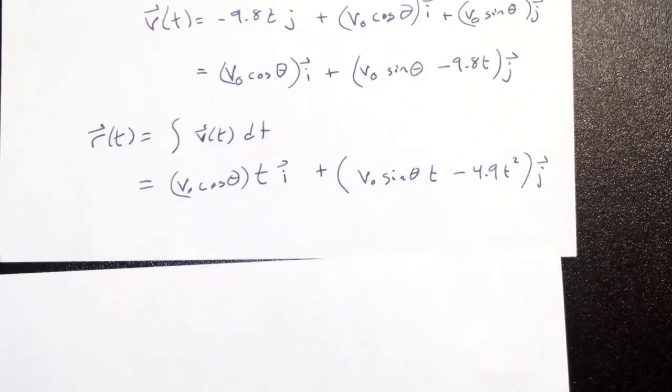Because these are parametric equations, I can really think of this as x of t and y of t, right? So x of t is number cosine theta t, and y of t is all the rest of that garbage.